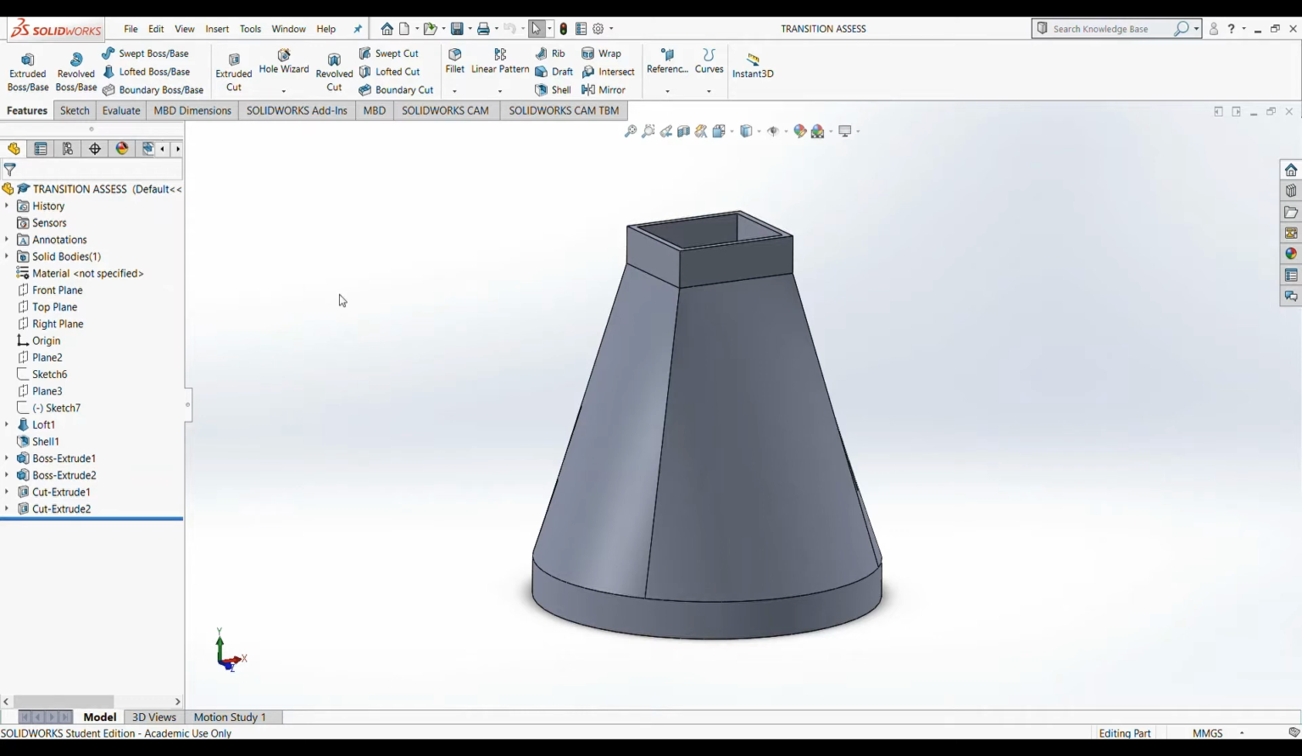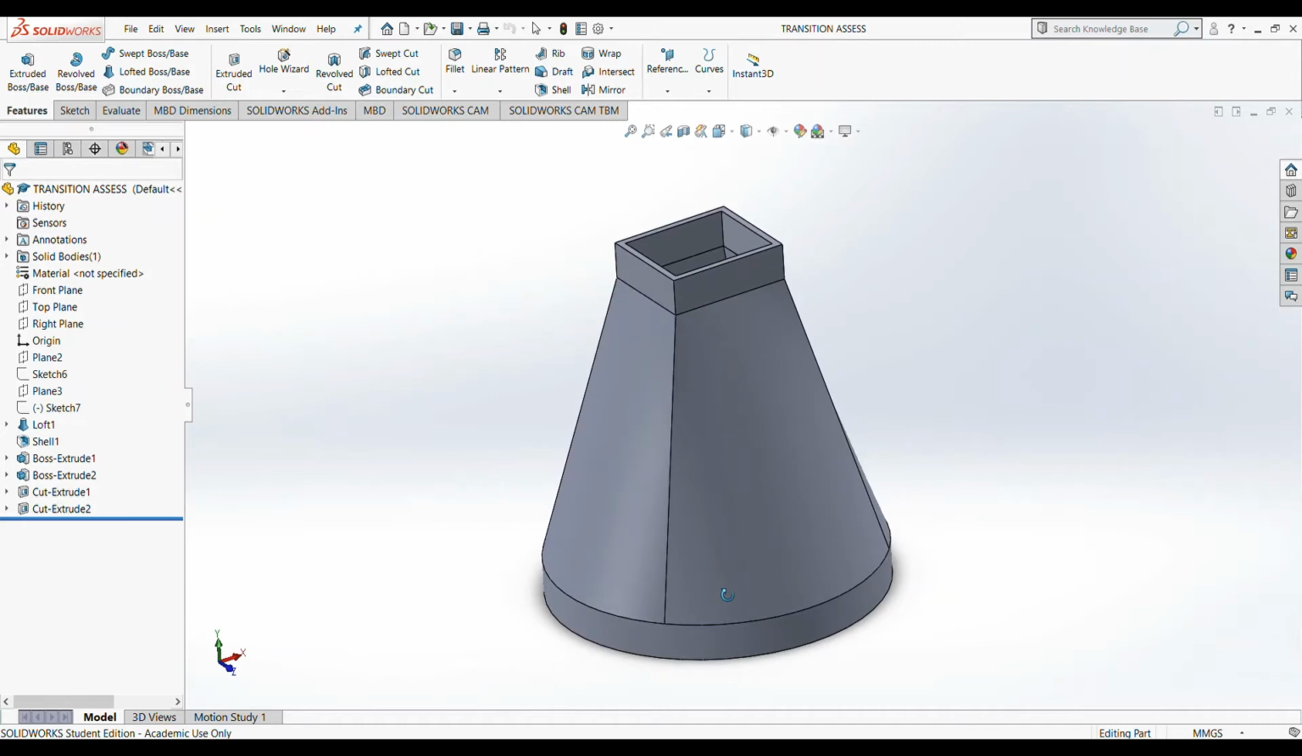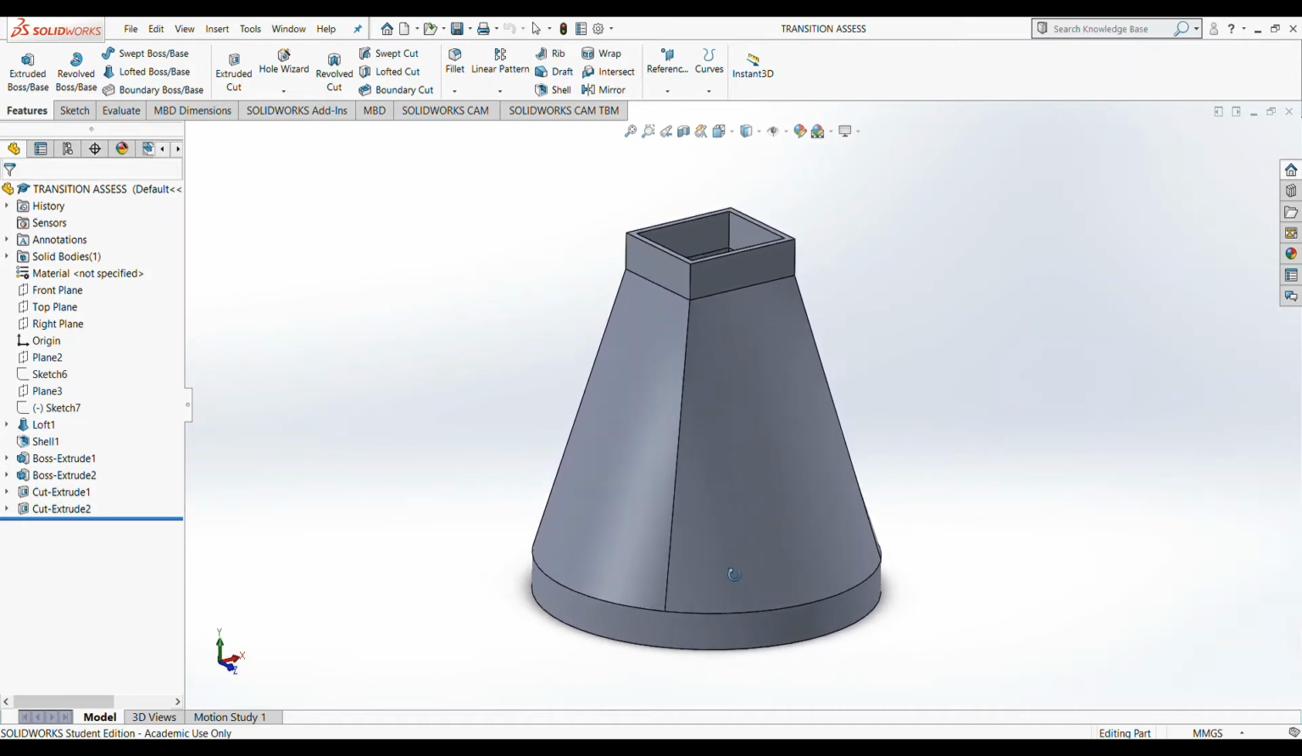Hi, so this is a transition piece. If you look through the portfolio, it will be recognized as the assessment piece. I'm just going to do a quick overall recap of transition pieces.